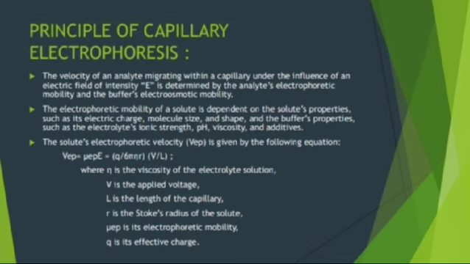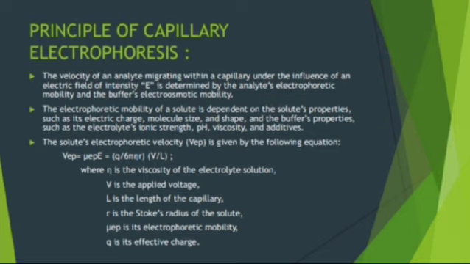Next, principle of capillary electrophoresis. The velocity of an analyte migrating within a capillary under the influence of an electric field of intensity E is determined by the analyte's electrophoretic mobility and the buffer's electroosmotic mobility. The electrophoretic mobility of a solute is dependent on the solute properties such as its electric charge, molecule size, and shape, and the buffer properties such as electrolyte ionic strength, pH, viscosity, and additives.